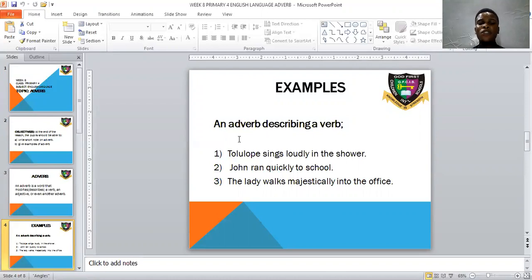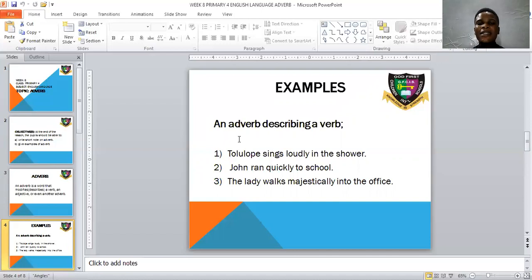The question I can put to you, before you can tell me this, is: how is Tolulope singing? Now you tell me. Tolulope sings loudly in the shower. Is that taken out? Good.